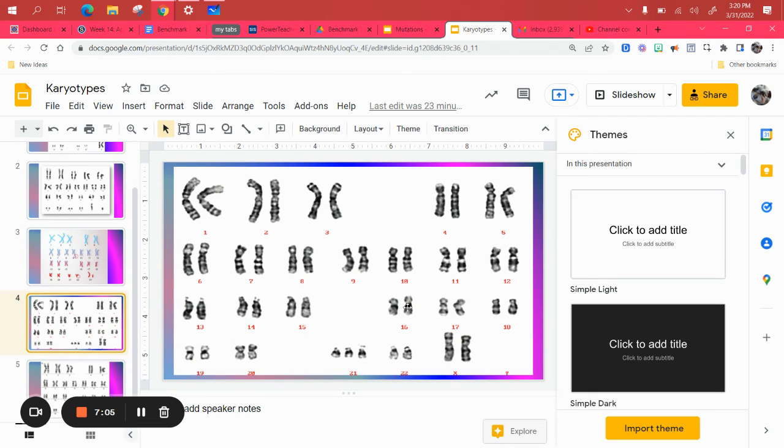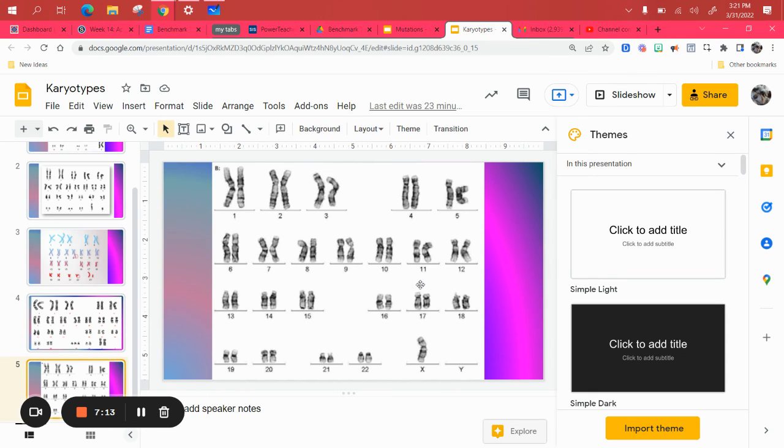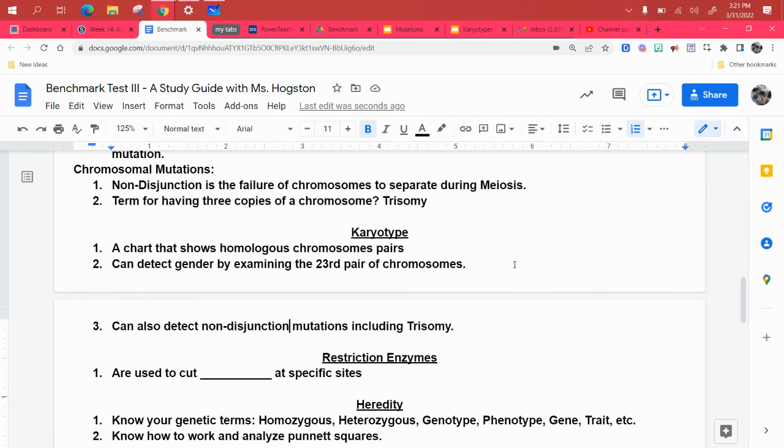This would be a situation of trisomy, so this is Down syndrome. There are 3 copies of the 21st chromosome. And with this one, this is a situation of a monosomy, where there's only 1 X chromosome. The 23rd pair should be 2 X's or 1 X and 1 Y. This one only has a single X.